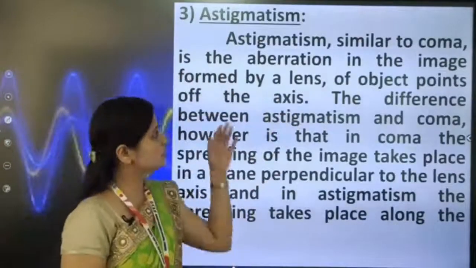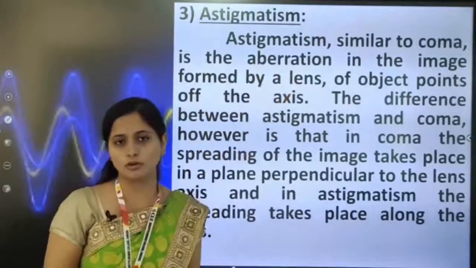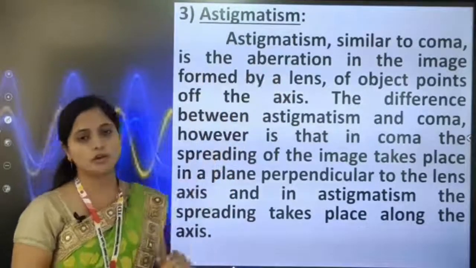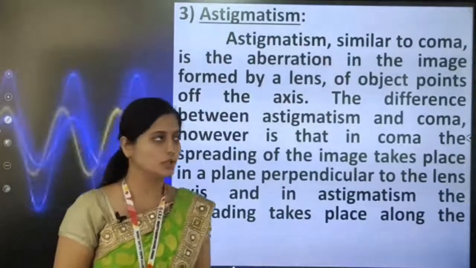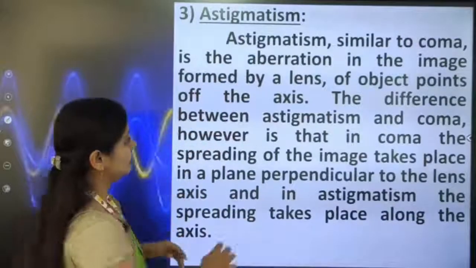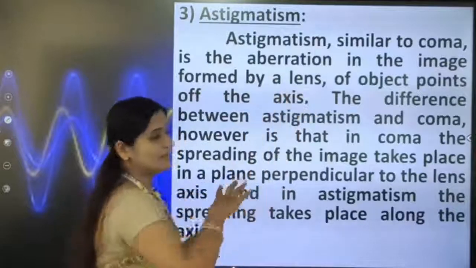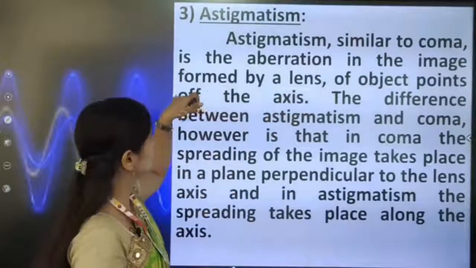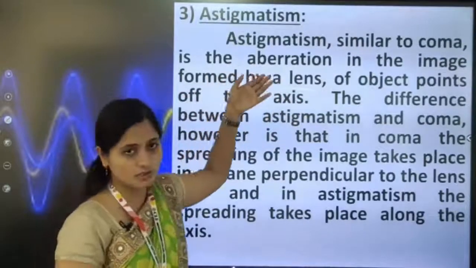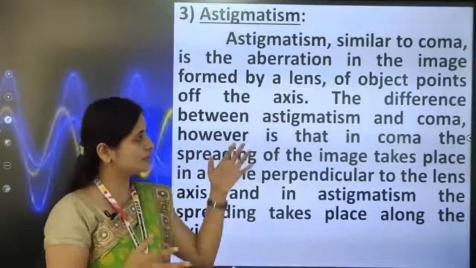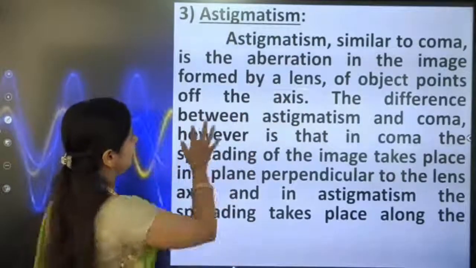Astigmatism. The astigmatism is similar to coma; coma we already know. So see here, it is the aberration in the image formed by a lens. Aberration is nothing but a defect, and that defect can be formed due to the formation of an image. So how is the defect produced? So see here, object point off the axis.